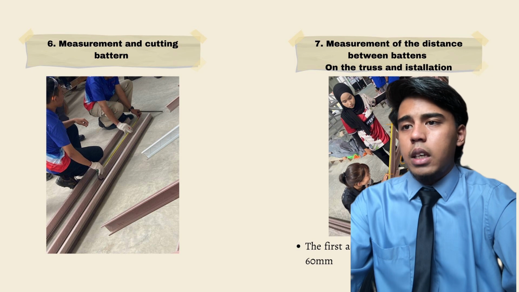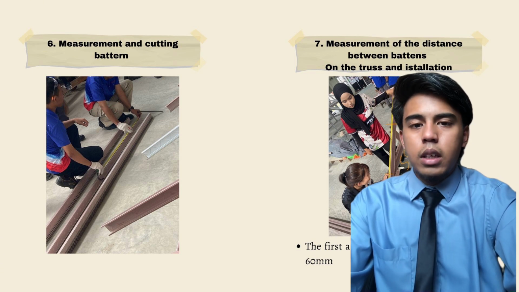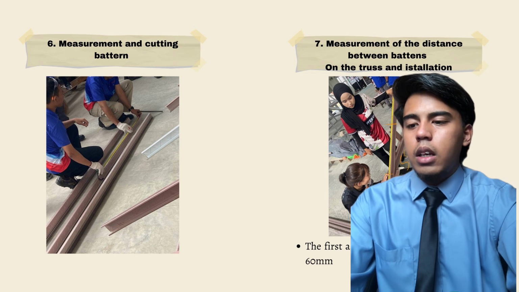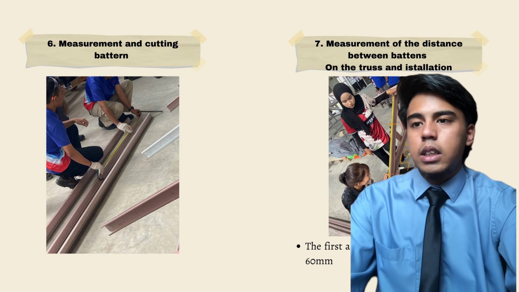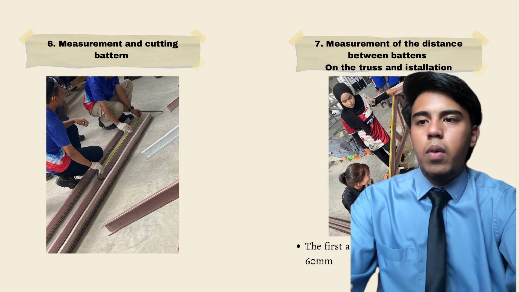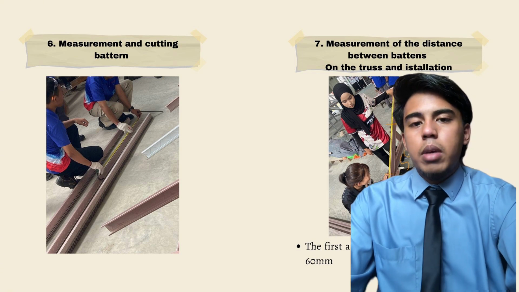Next, measurement and cutting batten. We measure the batten using a measuring tape, and the length that we use for our batten is 3620 mm, and then we cut it using a metal cut-off machine.